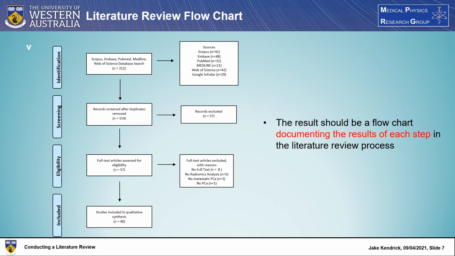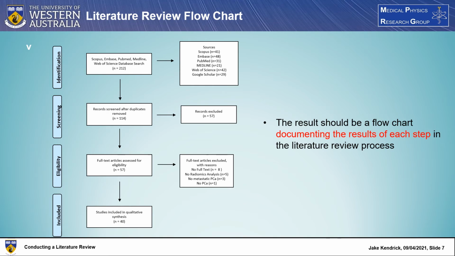So it starts off with the identification stage, where you're searching the relevant scientific databases like we discussed before, and you also note down exactly how many references you extracted from each of those databases. And then it proceeds to the screening stage, where after having removed the duplicates, how many records did you exclude just by screening the abstract and the title? So in this instance, we've excluded 57 references just by screening the title and abstract, and that leaves us with 57 articles to assess their full text for eligibility for inclusion in our review.